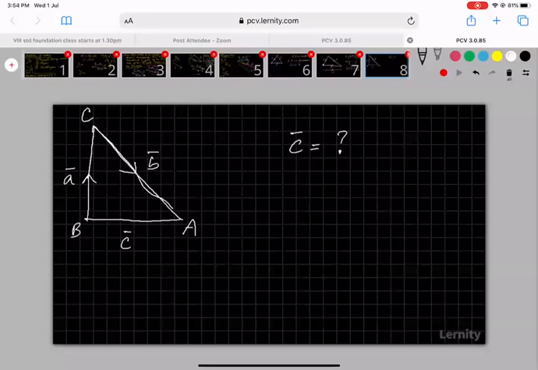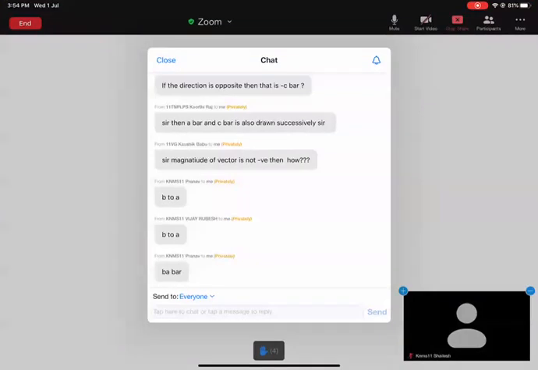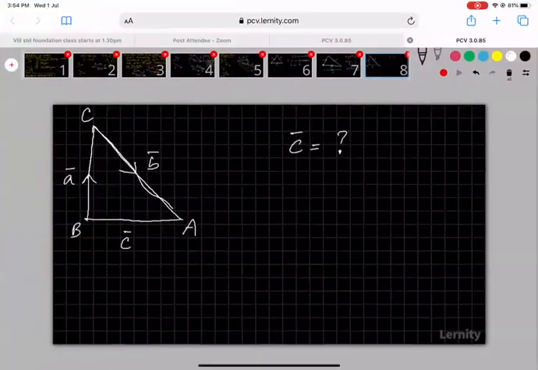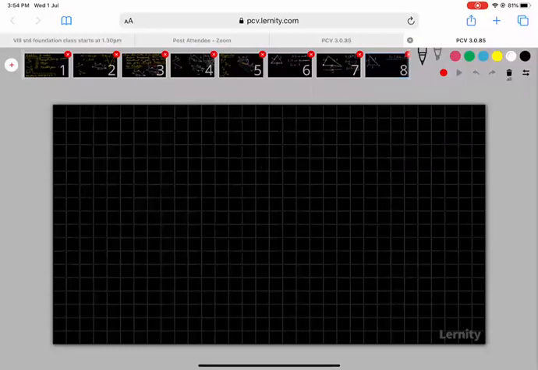P Q bar, S T bar, like that. B to A, B A bar. Right, correct. So you understand the concept? So if C bar is equal to A bar plus B bar, then C bar must be equal to B A bar. Very good. So like that you have to think. Understood now? So you understand what is addition of vectors diagrammatically. Okay. So now we'll try to extend the vectors to parallelogram law.